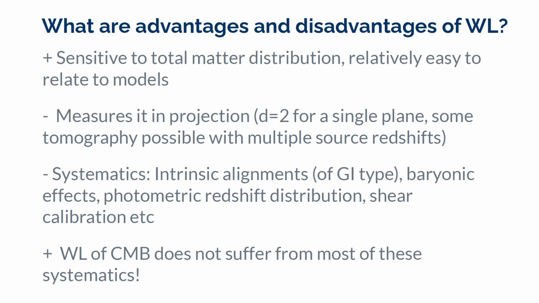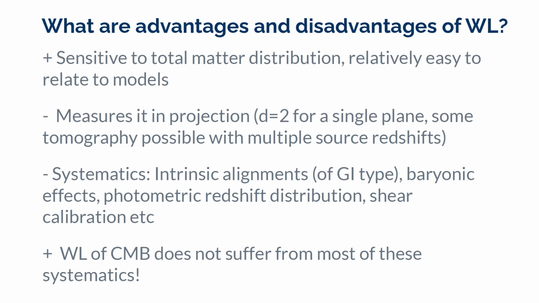Let me just quickly go over the advantages and disadvantages of weak lensing. First of all, one big advantage is that it's sensitive to the total matter. Total matter is dominated by dark matter. We think we have very good models of dark matter in terms of N-body simulations and so on. So in terms of modeling, this is much cleaner than the other probe I'll talk about, which is galaxy clustering. However, it measures this in projection. That means it's a two-dimensional map rather than a three-dimensional map, so we lose a lot of information this way.